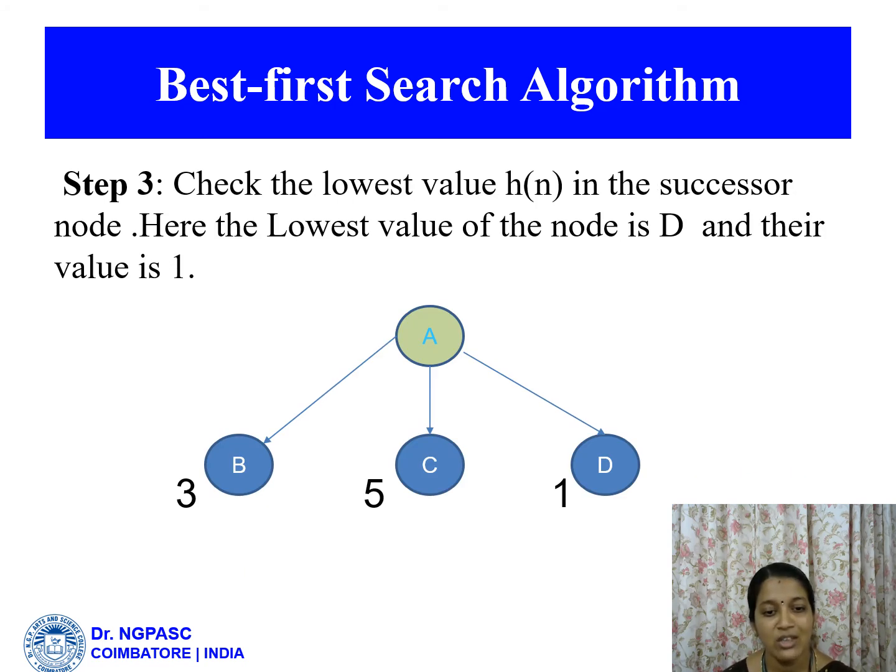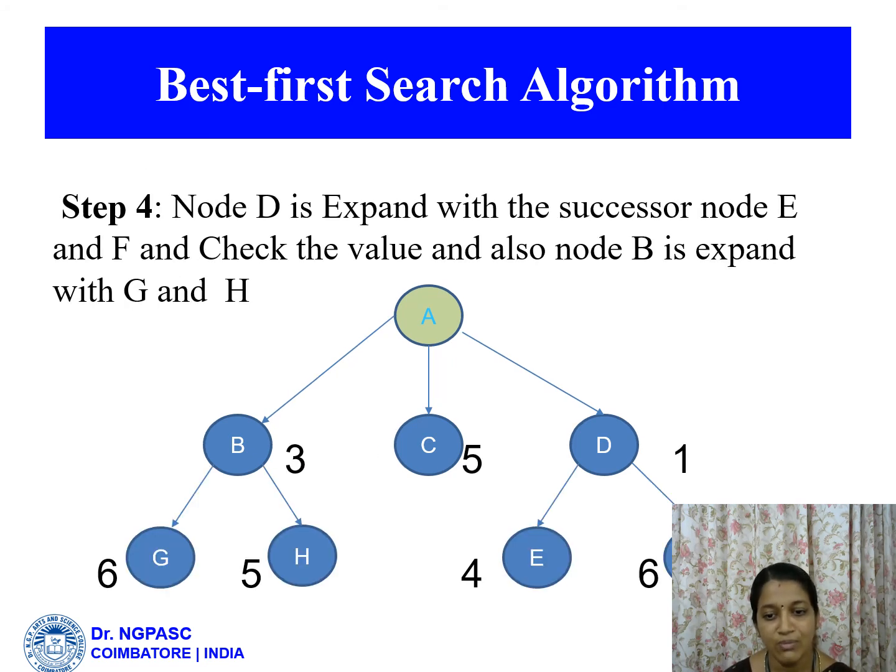Then we have to check the lowest value of each and every successor node. Here the lowest value of the successor node is 1. Then we have to expand the node D from the successor node. Let us move on to the successor nodes of D. So we have more successor nodes that have been expanded from node B, that is G and H, and from D, E and F.